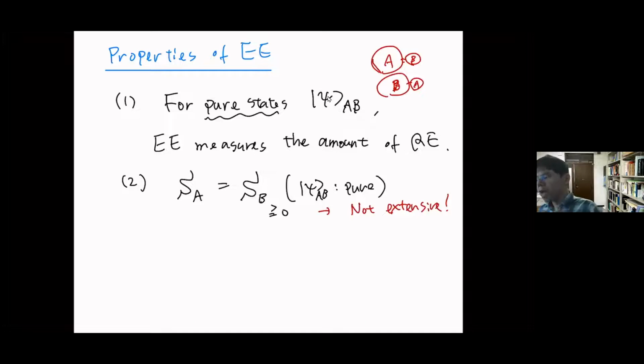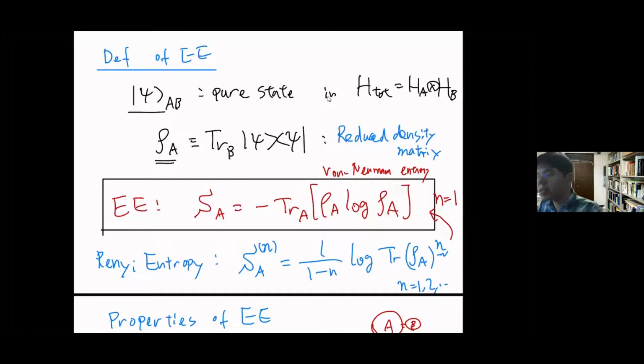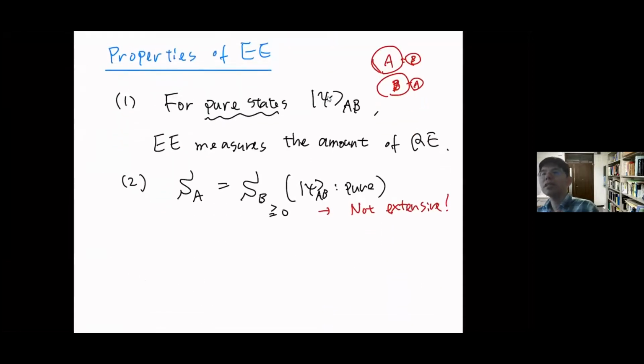But if you extend the definition of entanglement entropy, we started with a pure state, but if you pretend that a mixed state can also be used to define entropy, then you get thermodynamic entropy. In that case, we have the extensive property. So this equality is only true for a pure state.